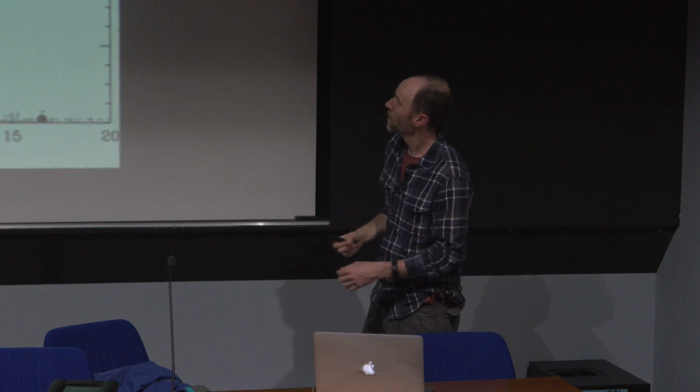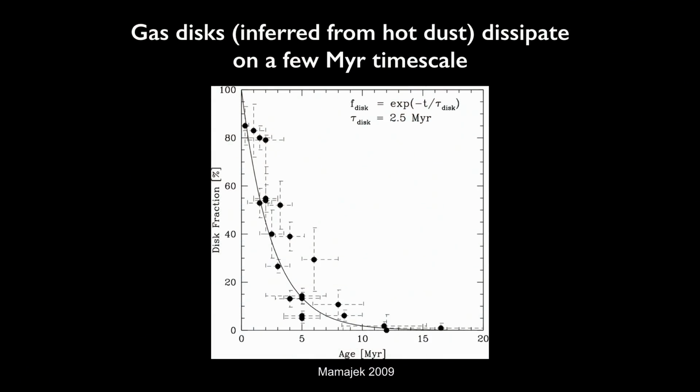Another thing that we know that's super important is how fast disks go away. Disks don't last hundreds of millions of years. The gas is gone, we think, within 5, 10 million years, something like that. And how do we know that? We infer that indirectly, actually, from the presence of hot dust.